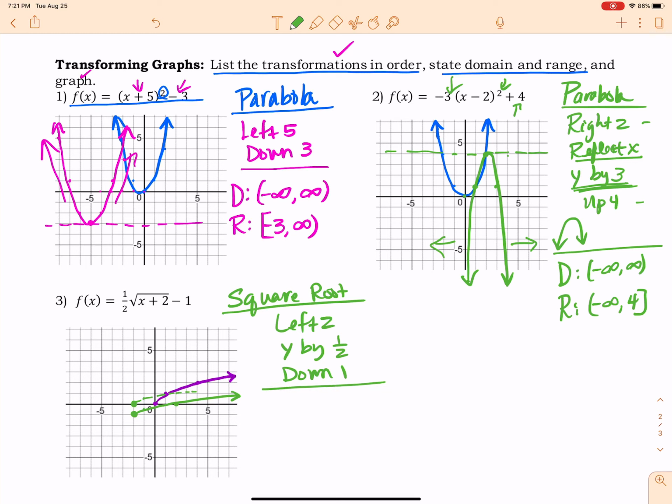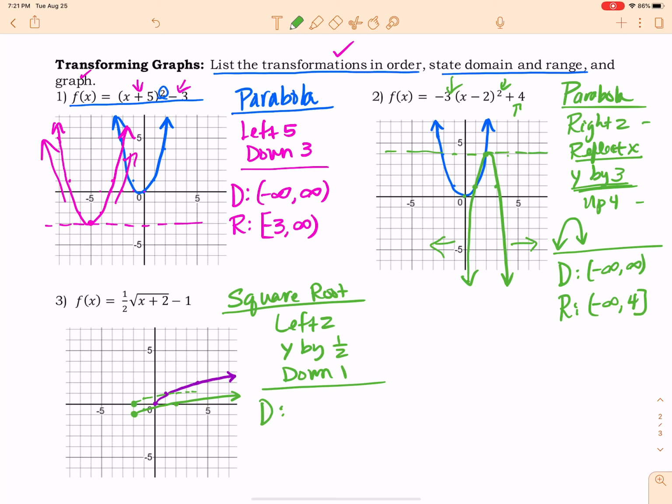Okay, and notice here, if I had moved down 1 and left 2, I would still end up in the same spot. The reason we have to pay attention to order is if we have any kind of reflection. When there's a reflection, it screws everything up. So with a square root function, the order is most important when you have a reflection. That's when things are critical.